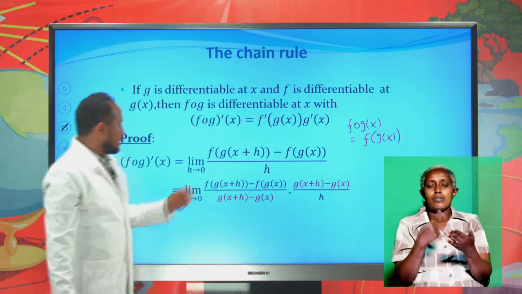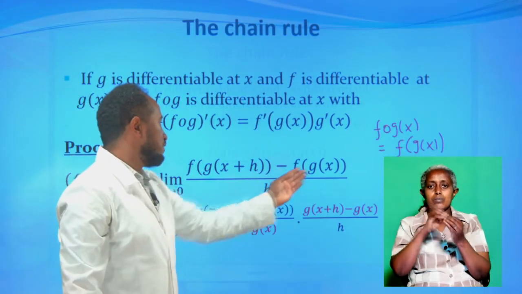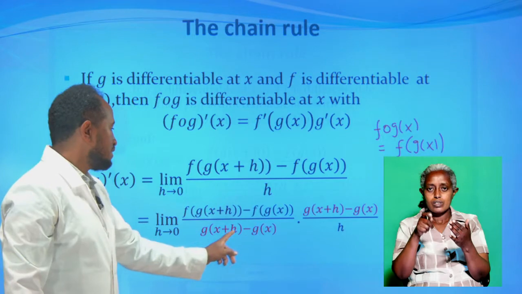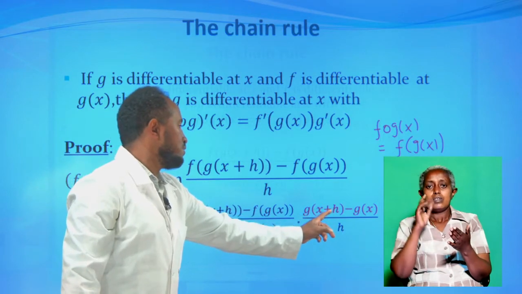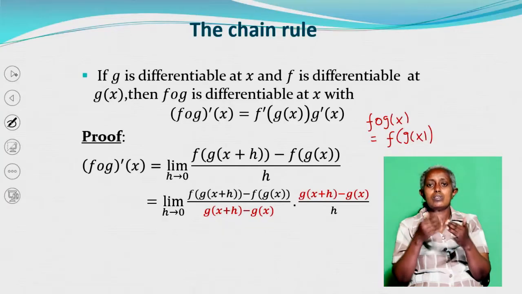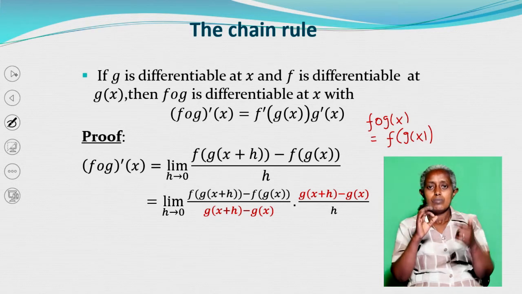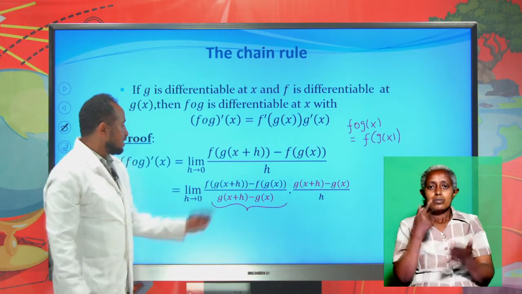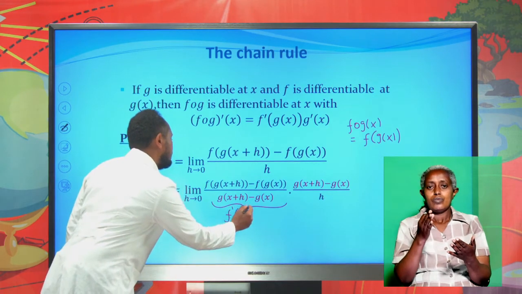From this, I can write this expression in this form: f of g of x plus h minus f of g of x over h. I multiply it by g of x plus h minus g of x, and also divide by g of x plus h minus g of x, and arrange the h there. So, to find the limit of this expression, it will be simply f derivative of g of x.